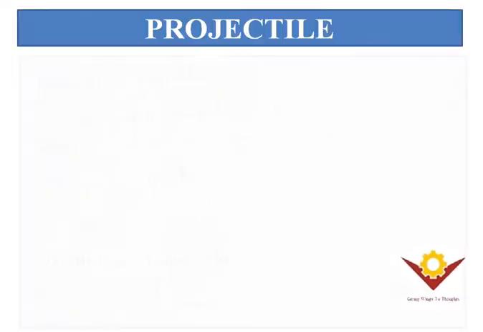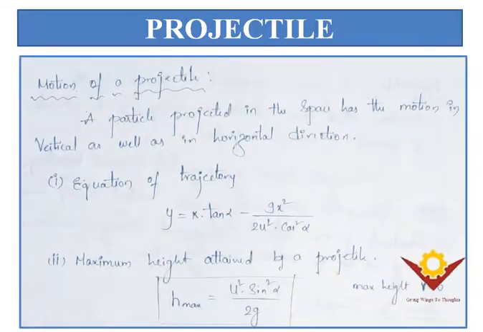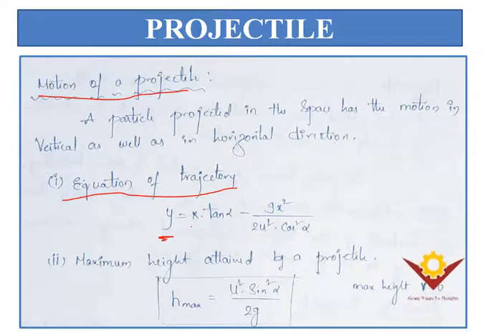And now we'll see some formulas. Motion of a projectile: this is your first one, which is the equation of trajectory. This is your y component at a particular point, and this is your x coordinate.